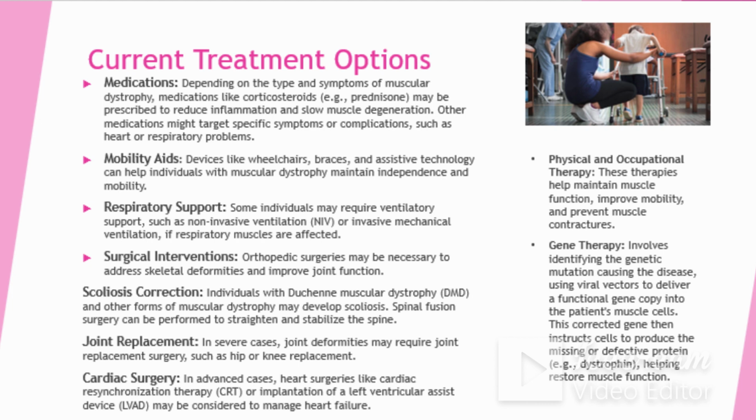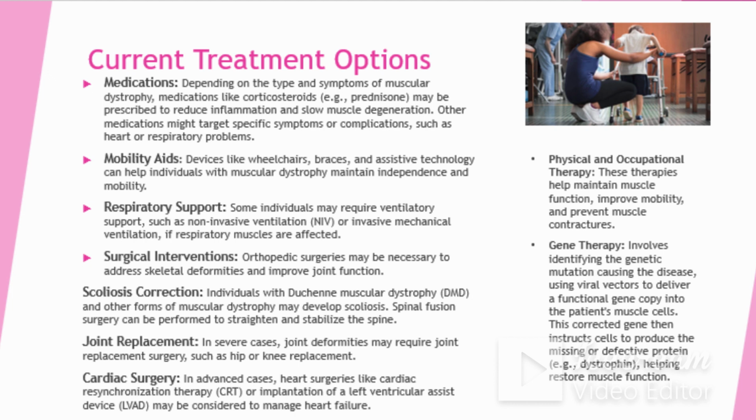Following the slides here, the first type of treatment is prescribed medication. Like said before, medication is prescribed depending on the type and symptoms caused by muscular dystrophy. These symptoms can include inflammation, slow muscle degeneration, heart-related problems, and respiratory-related problems. The example we use here is known as corticosteroids, which are prescribed to reduce inflammation and slow muscle degeneration.